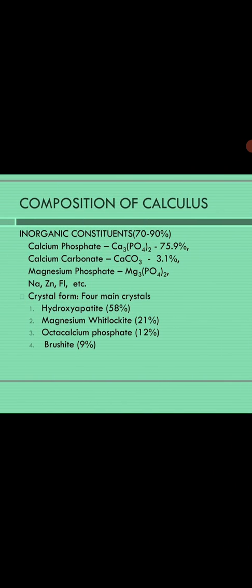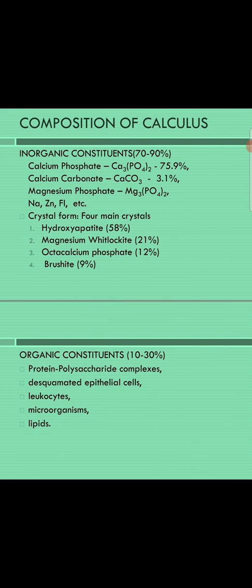Now come to the composition of calculus. Calculus is composed of an inorganic constituent and an organic constituent. The inorganic constituent is 70 to 90% of the 100%, and the organic constituent is the remaining 10 to 30%. In the inorganic constituent, calcium phosphate is 75.9% and calcium carbonate is 3.1%, and the remainder is magnesium phosphate, sodium, zinc, and fluoride.